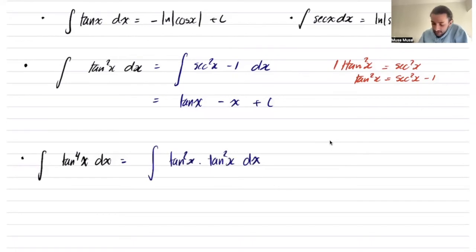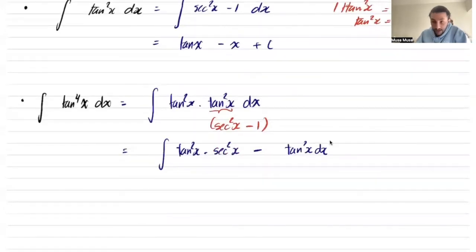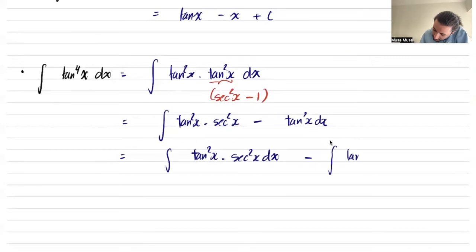Isolating a tan squared x allows me to replace one of them with sec squared x minus 1. By doing this, I then get the integral of tan squared x times (sec squared x minus tan squared x) dx, like this. Now I'm going to split it up, and make it the integral of tan squared x times sec squared x dx, minus the integral of tan squared x dx.